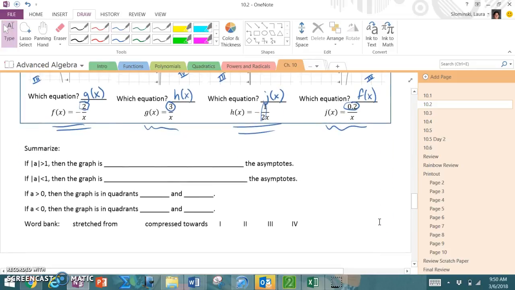So to summarize, if absolute value of a, if we're talking about a over x, so we're talking about f of x equals a over x, is greater than 1, then the graph is stretched from, so this is our word bank at the bottom. Stretch, I would say away from, but you can just put that from the asymptotes. And if it is less than 1, then it's compressed towards the asymptotes.